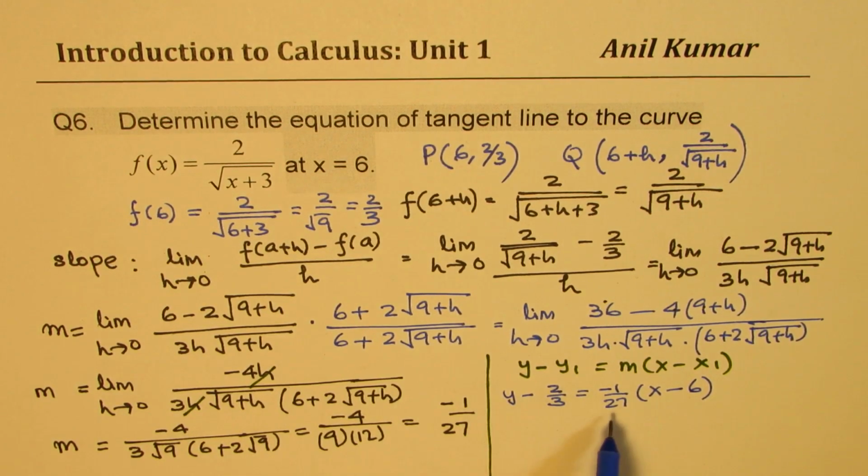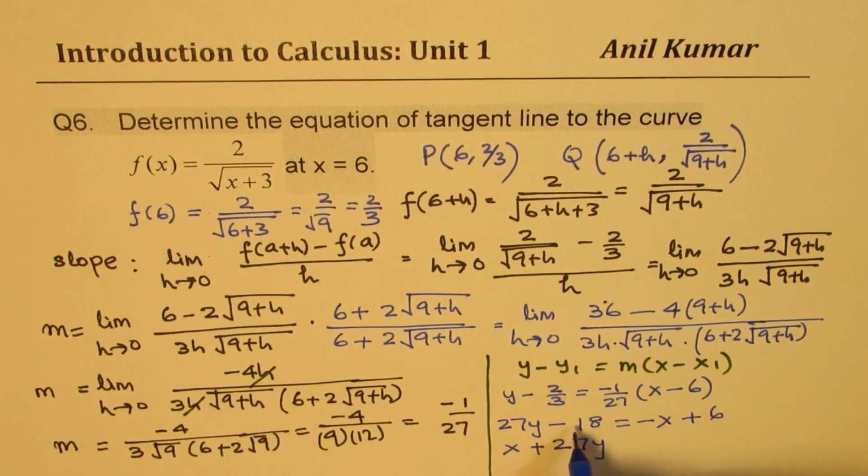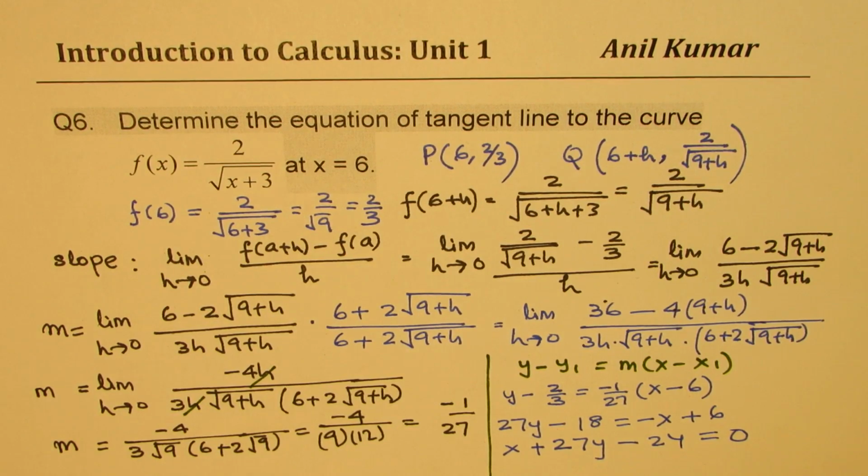And now to simplify, we'll just multiply with 27. So we get 27y minus, that is 9 times 2, 18, equals minus x plus 6. Bringing all the terms together, x this side, plus 27y, bringing 6 this side gives us minus 24 equals 0. Correct? So that becomes the equation for us.